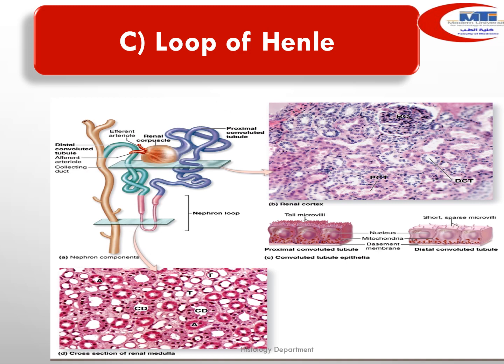For the loop of Henle, it is the structure that is present after the proximal convoluted tubule till the distal convoluted tubule. You have the thick descending part, thin descending part, thick ascending and thin ascending.